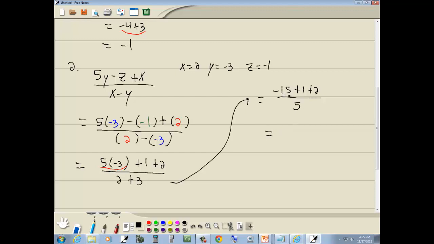Back up on top, negative 15 plus 1 is negative 14 plus 2 over 5. And negative 14 plus 2 gives us negative 12 over 5. Now, there's nothing I can do with that fraction, so I'll leave that as is. Now, let me go through and double check. Negative 15, negative 14, negative 12. Okay, and then x minus y, 2 minus 5. Okay.